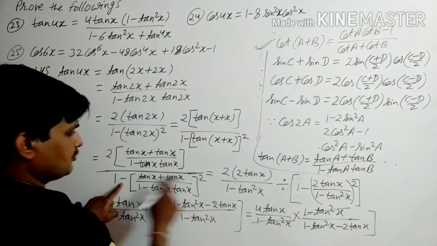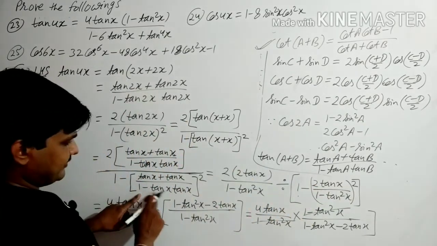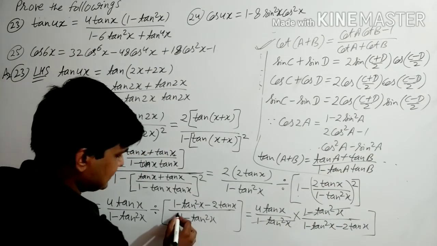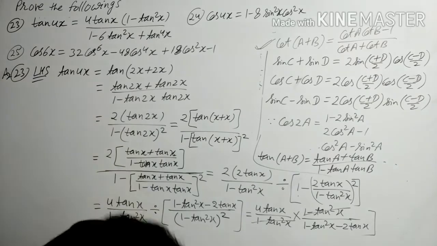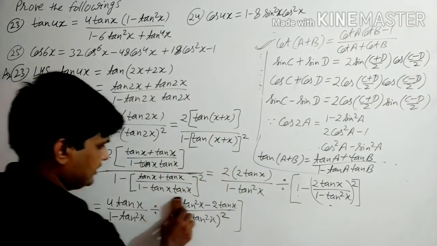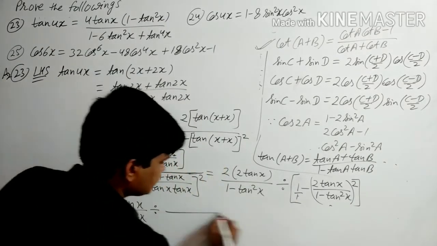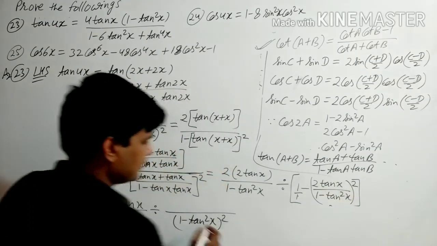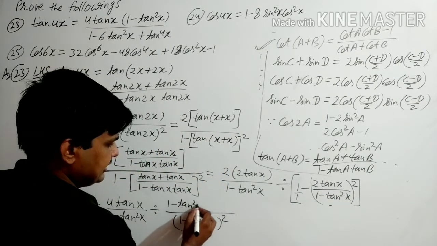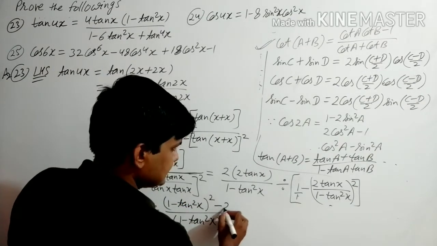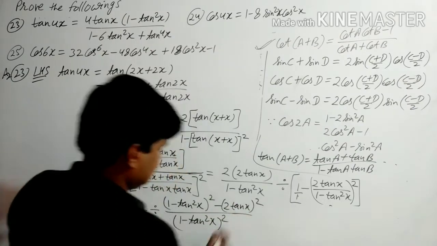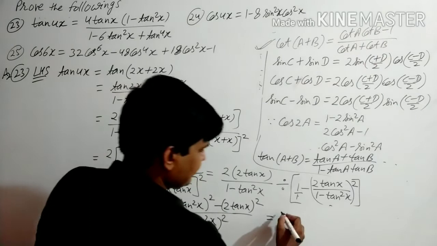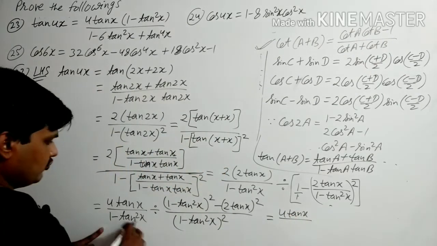Okay, this is 1 minus tan x plus tan x, 2 tan x, 1 minus tan x into tan x, 1 minus tan square x, and square of this one. So here we will take the LCM, its square. Look, upon, we have 1 here, so LCM 1 minus tan square x and square of this one, whole square. And here we have 1 minus tan square x square of this, minus 2 tan x and square of this one, minus square of this, so it can be written as 4 tan x upon 1 minus tan square x.